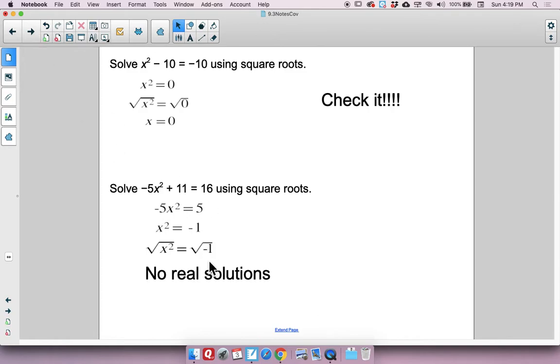And if you're wondering, why can't we take the square root of a negative? At this point in time, you can't, because think about it. Remember, what a square root is asking is what number multiplied by itself will get us the radicand, the number under the radical sign. Can you multiply a negative times a negative and get a negative? No. Can you multiply a positive times a positive and get a negative? No. Can you multiply 0 times 0 and get a negative? No. In other words, it's impossible. So it's no real solution.